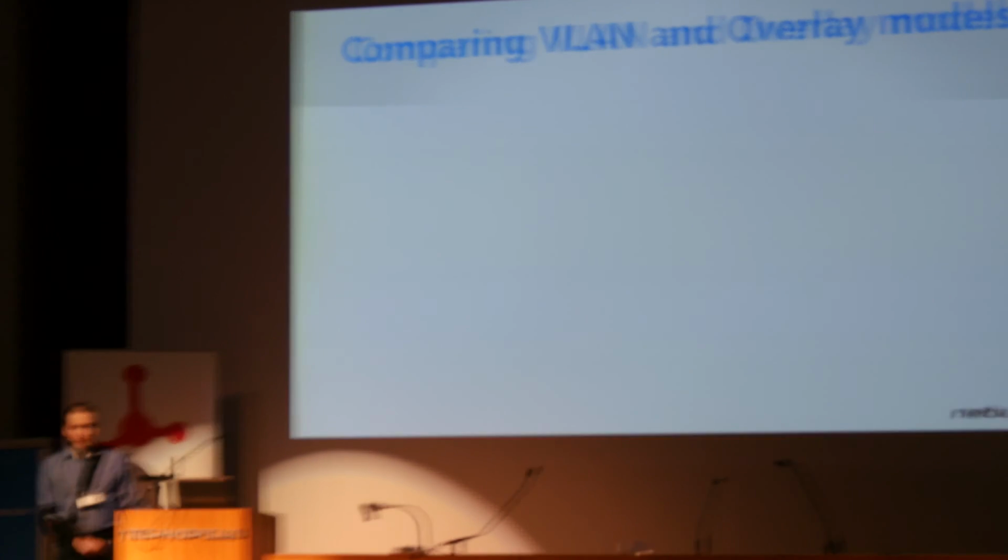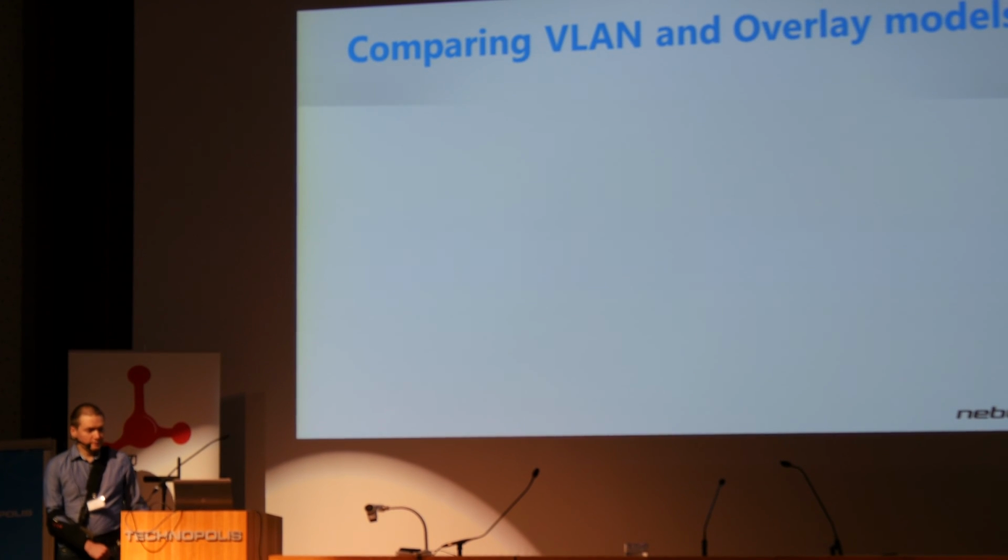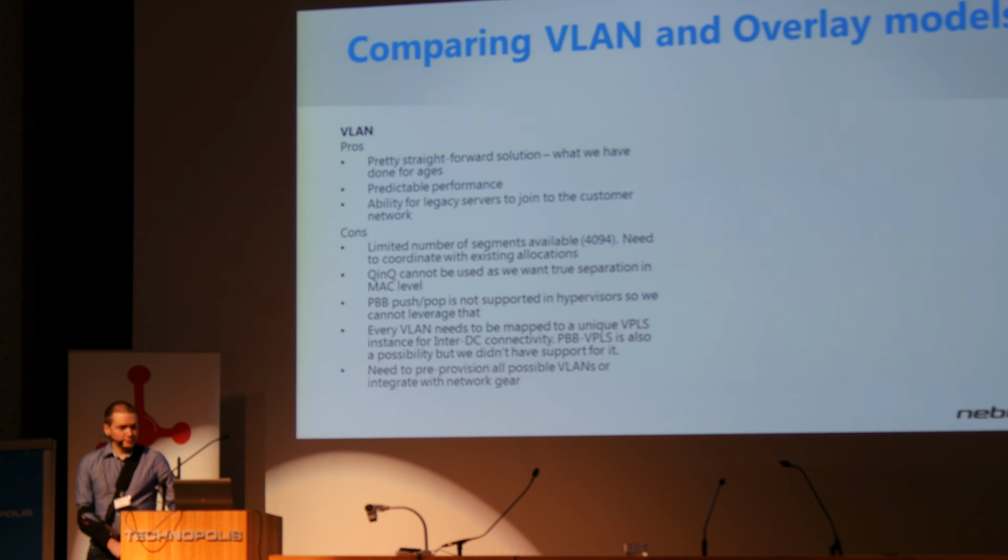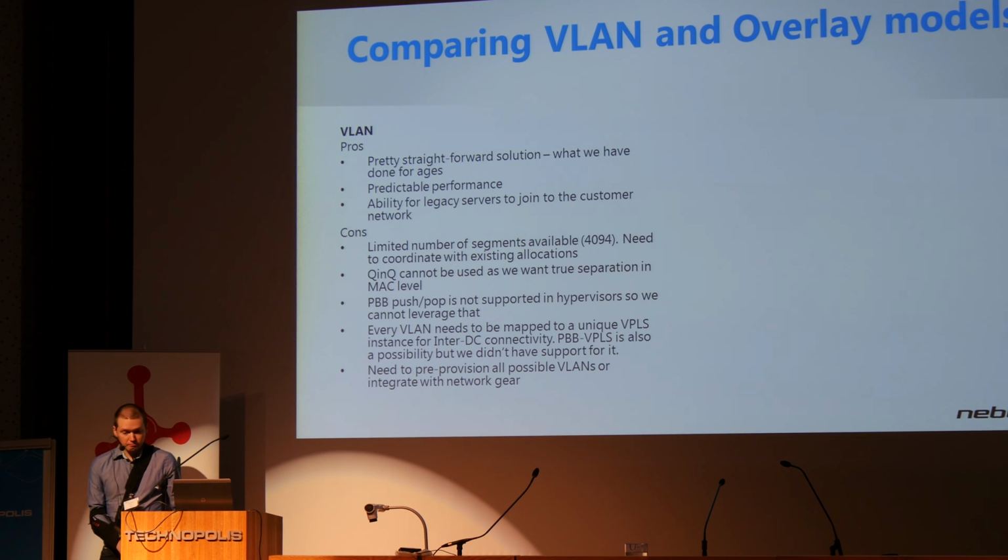Naturally, because the flat model wasn't good enough. So comparing those two VLANs, pretty straightforward with what we have done for ages, predictable performance, ability to join legacy servers to these new networks. But then on the other hand, we would have a limited amount of segments available, and there would be a need to coordinate with existing allocations.